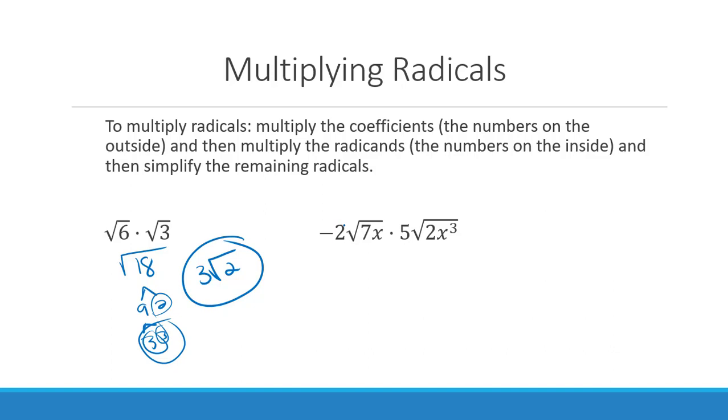Now, if you have numbers outside the radical, multiply them first. Negative 2 times 5 is going to give me negative 10. 7x times 2x to the third is going to give me 14x to the fourth. Now, I can't do anything with 14. 14 is just 7 times 2. But I can do something with x to the fourth. 2 goes into 4 evenly. It goes in there twice. And then I'm going to rewrite that the square root of 14.